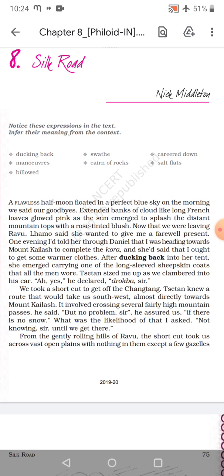The time was morning, early in the morning. The sky was also neat and clean, a blue sky, and the moon was also very clear, because you must have seen sometimes when you get up early in the morning, you can also see the moon in the sky.